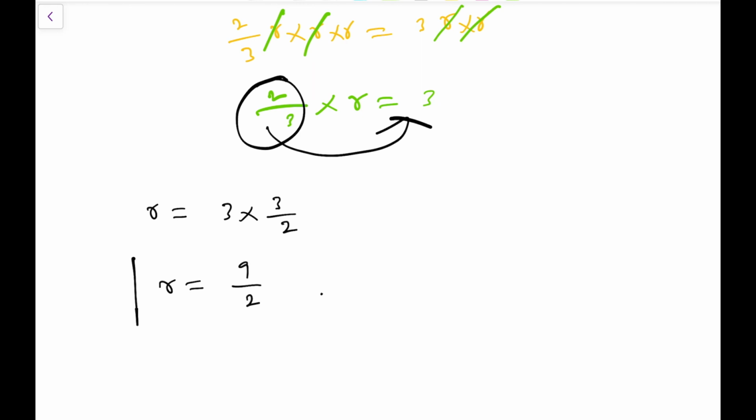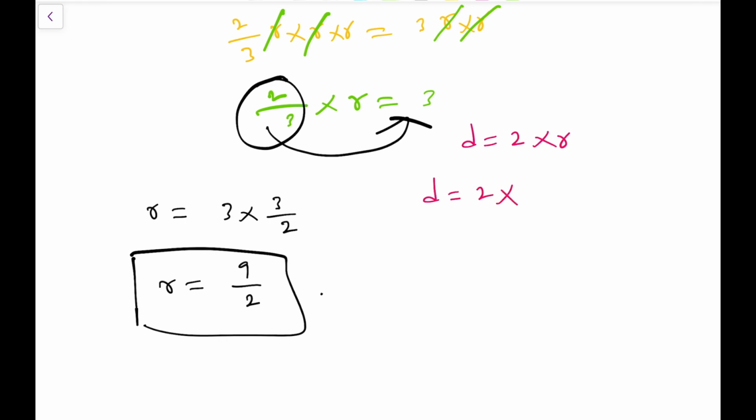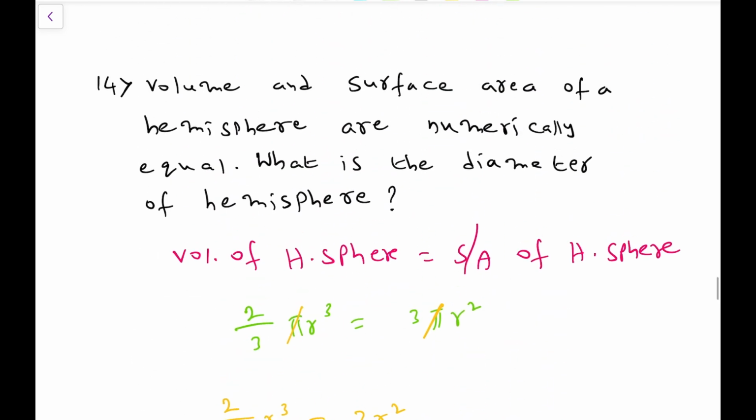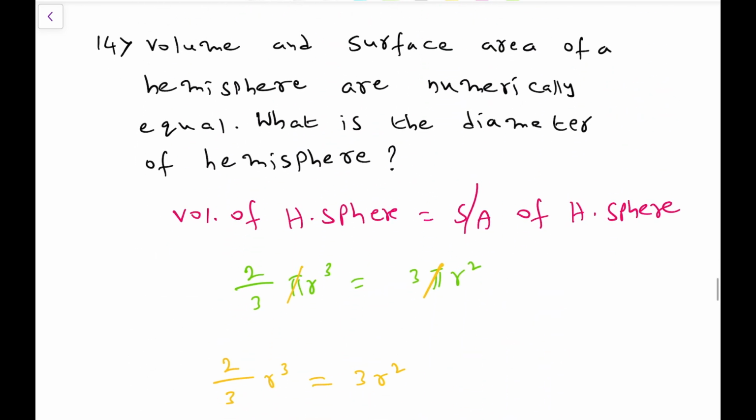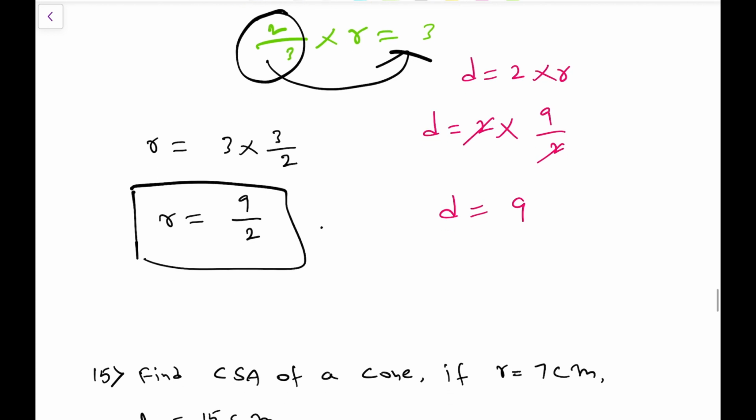Then in the question he is not asking r, he is asking the value of diameter. So diameter is equal to double the radius. So diameter is equal to 2 into radius, 9 by 2. 2 cancel. D is equal to 9, that is diameter is equal to 9, and we don't have any units here, just keep it 9 units, finish.